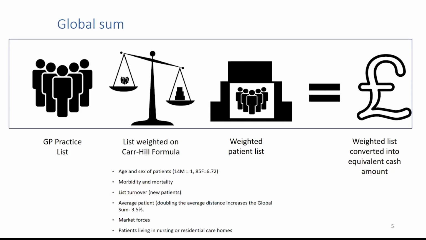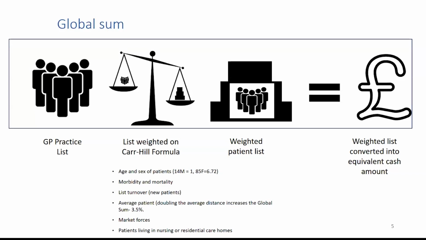So for example, a boy aged 14 would be 1, whereas a woman aged 85 would be 6.2, as an example. Other things that drive it are morbidity and mortality of the practice. So again, if you have a very morbid population with lots of chronic disease, that drives up the formula. And then list turnover.